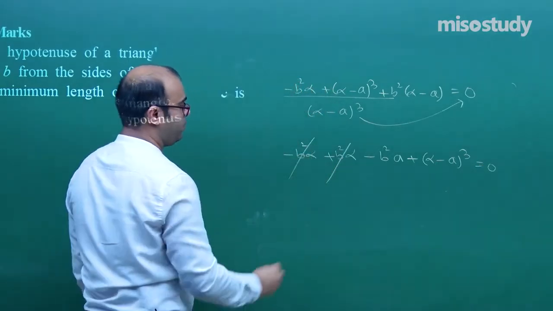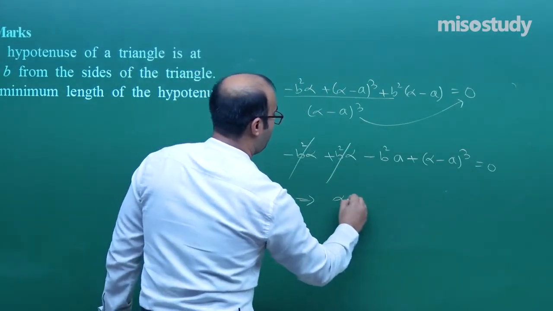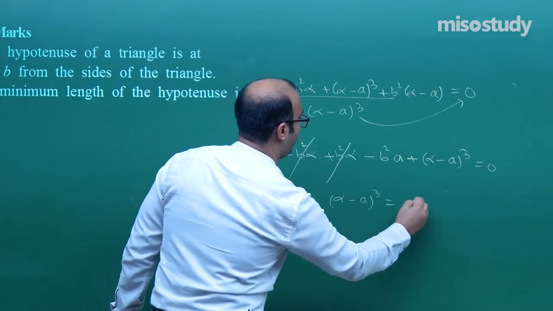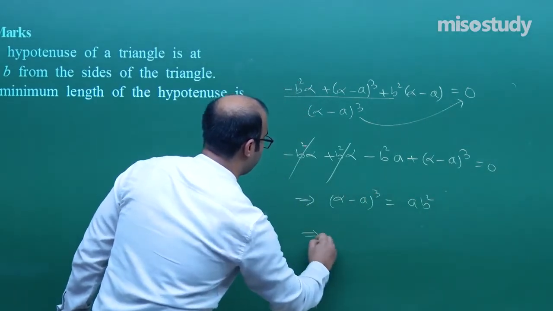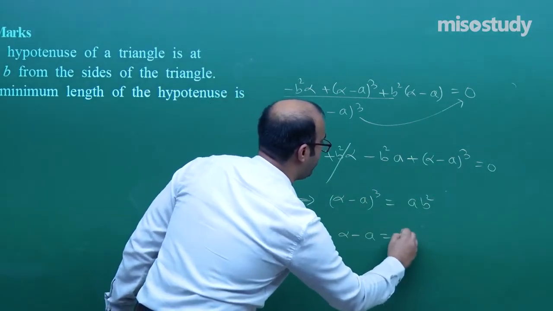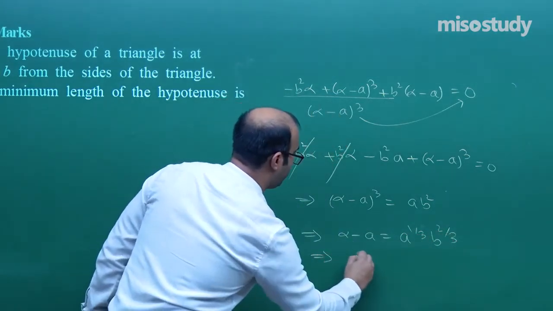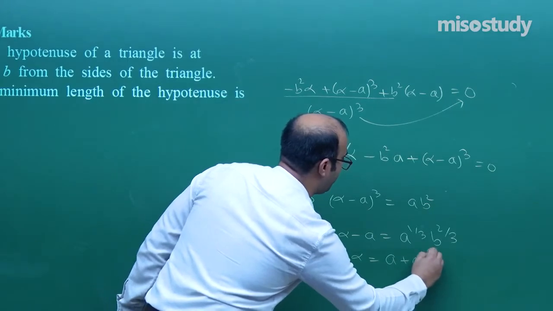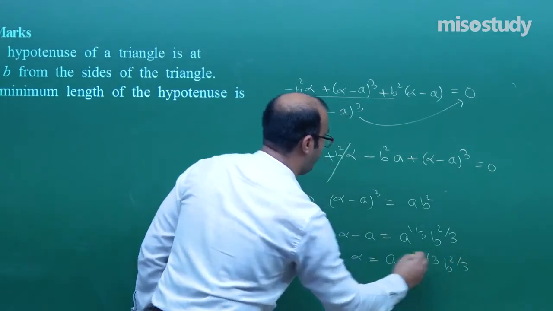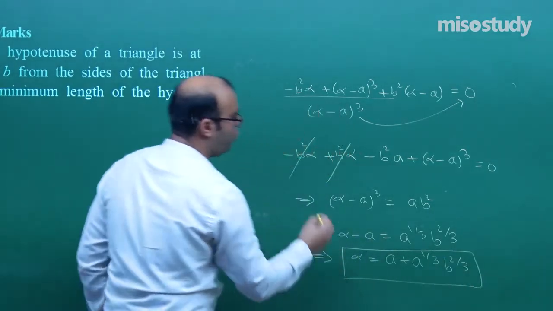So this will cancel. What will happen? (Alpha minus a) whole cube is equal to ab square. So what we can say, alpha minus a is equal to a to the power 1 by 3, b to the power 2 by 3. So alpha is equal to a plus a to the power 1 by 3, b to the power 2 by 3. Okay, students. So we got this value of alpha.